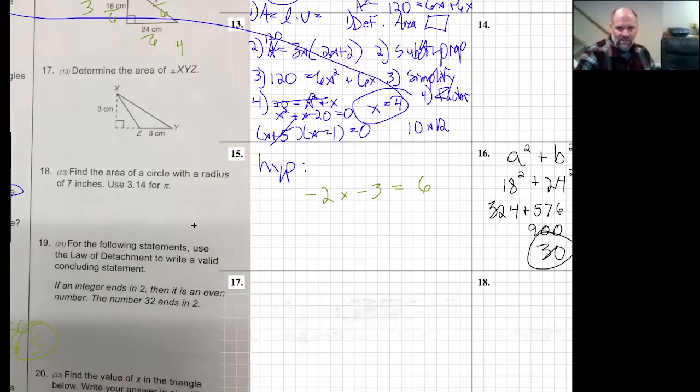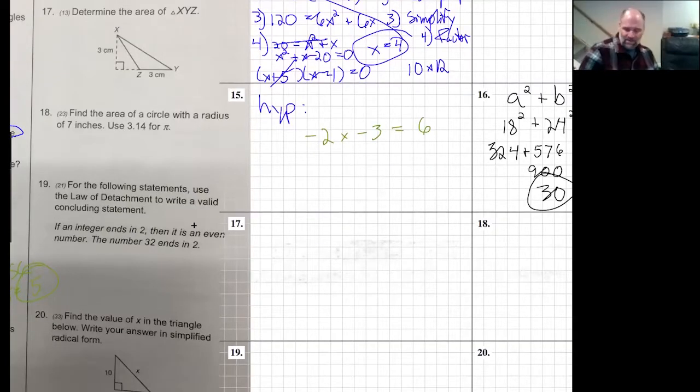All right, number 17. Determine the area. Can't believe this question made it on here. How nice. Area of a triangle is 1/2 base times height, right? Or base times height divided by 2. So we got 1/2 times 3 times 3. So that's 4.5, right? Because 1/2 of 9 is 4.5. Centimeters squared. Any questions with number 17?